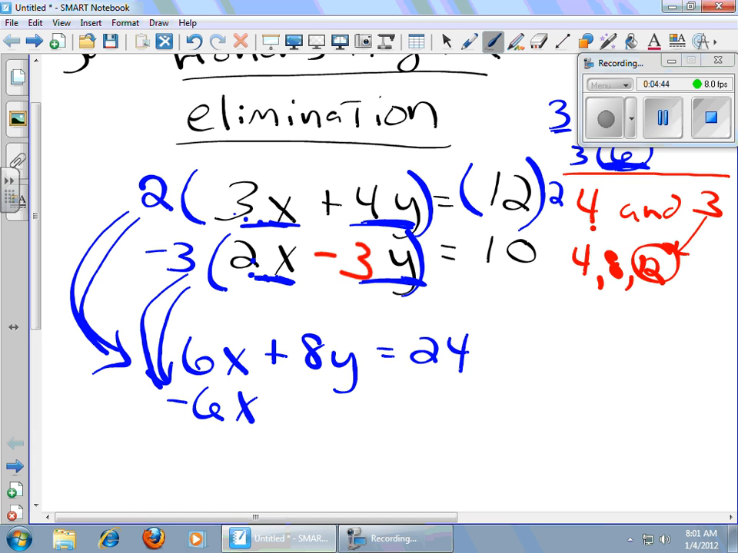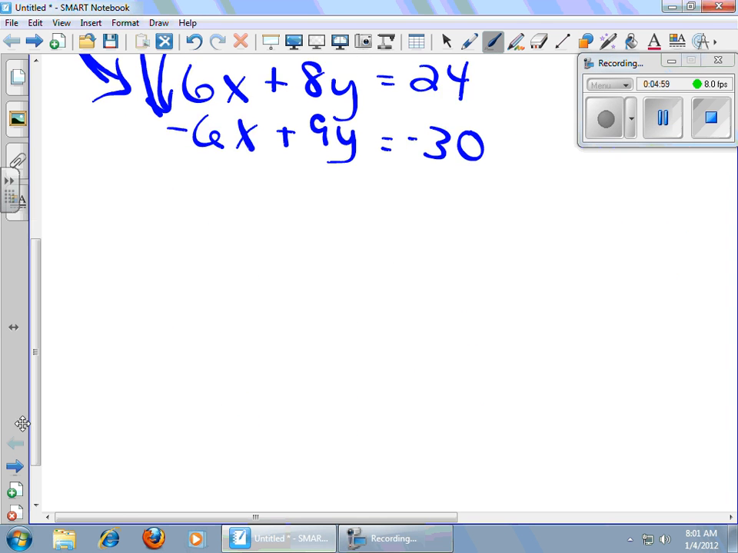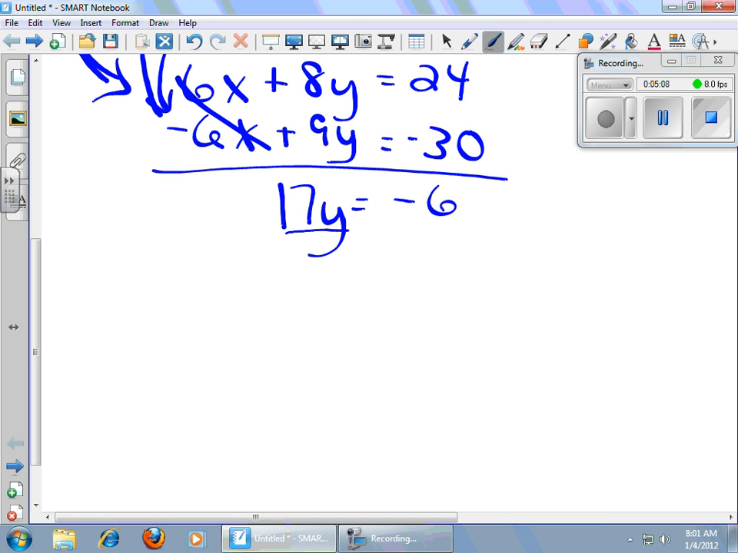Okay. Negative 3 times negative 3y is a positive 9y. And then I have to multiply the right-hand side by negative 3 as well, and I will get a negative 30. Now I can go ahead and add my equations, and it looks like those will cancel. I'll have 17y, and I'll have a negative 6. Dividing by 17, y is going to equal negative 6/17, which is an ugly answer.